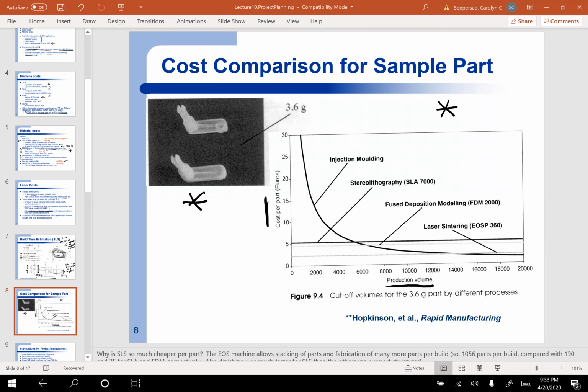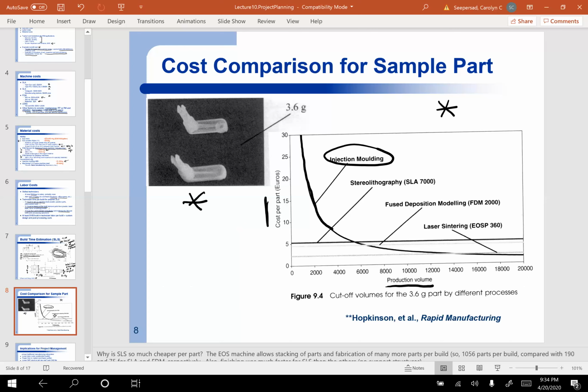Okay. So one of the things you'll notice here is if you look at injection molding, the cost per part drops as you build more and more parts. Why is that? Why does the cost of molding drop? Well, the reason is that you've got a large sunk cost in the mold itself. That mold's going to be quite expensive, and you need to build quite a few parts to be able to get value out of that mold.